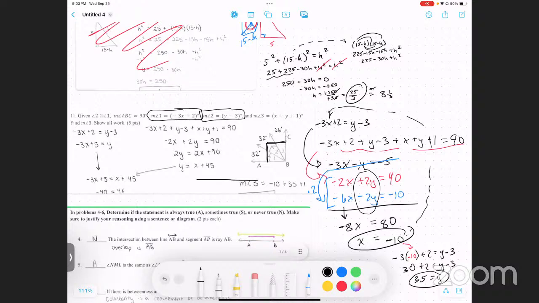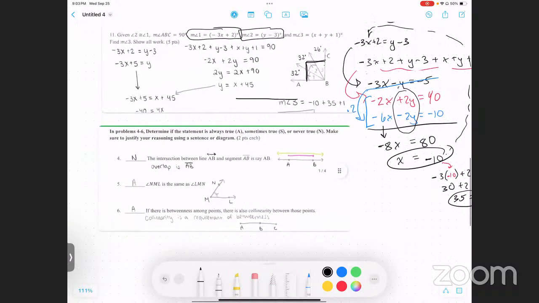And you would have to find measure 3, so you just put in, oh, sorry, -10. Yep, very good. So then it said find the measure of angle 3. So that's 25 plus 1, which is 26. Yes, sir. That's the right answer. Looks like it is. Okay, good. Awesome.